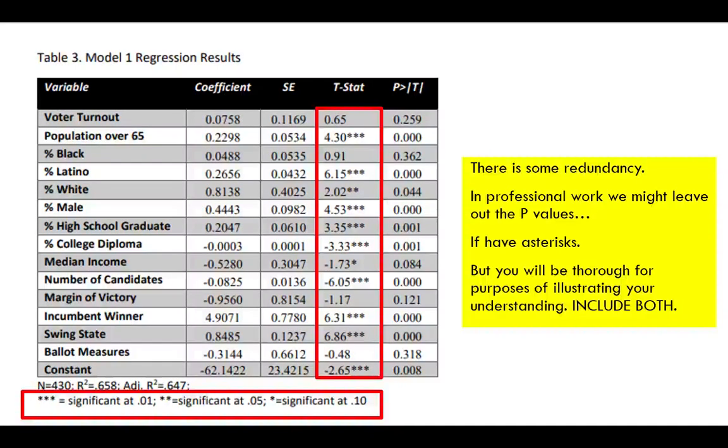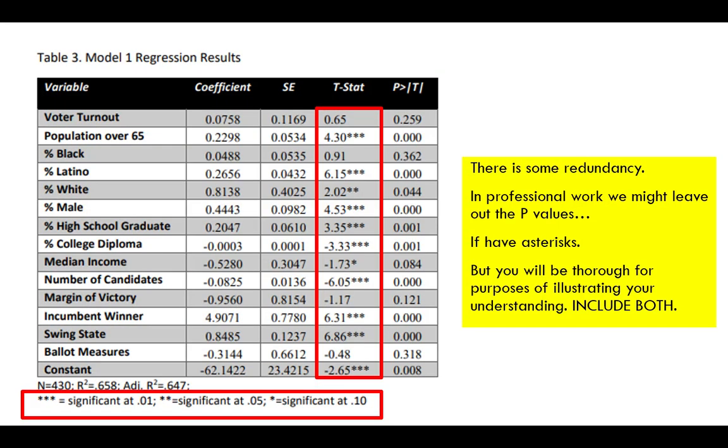Finally, you need to have some kind of indication so that a reader can quickly eyeball where the significant results are. This is the standard, guys. We use 3 stars for saying something is significant at the 0.01 level, so we're 99% confident. We use 2 stars to say it's significant at the 0.05 level, so we're 95% confident. And 1 star tells us it's a marginal result. It's significant at the 0.10 level.